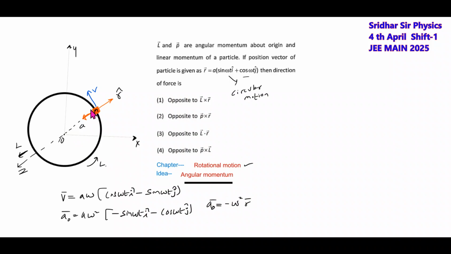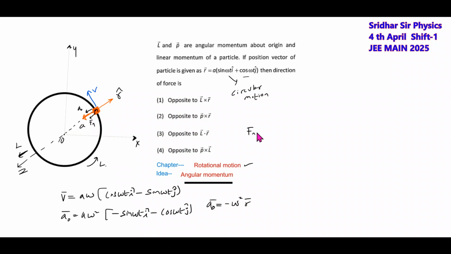So how will the a naught vector be directed? It will be directed like this one. Based on that a naught vector, the speed of the particle will be constant. It's going to move in a circular path with a constant speed. It will have only centripetal acceleration. Then what is the centripetal force?